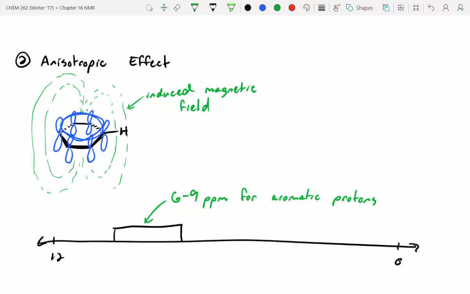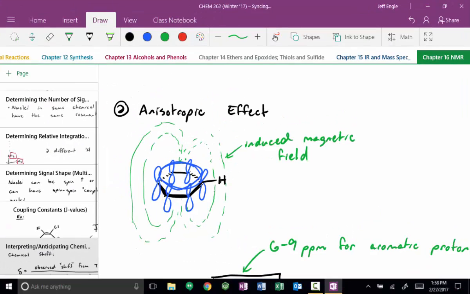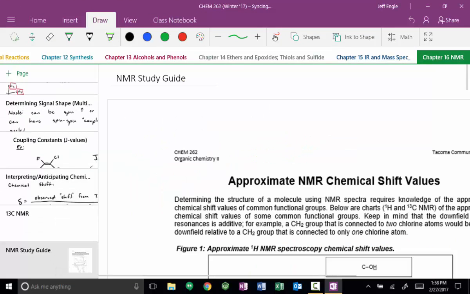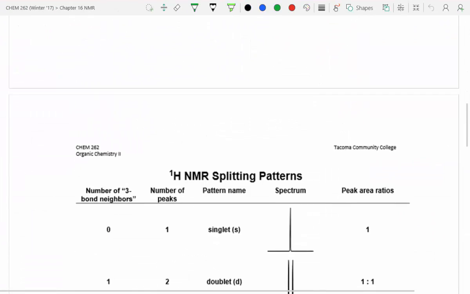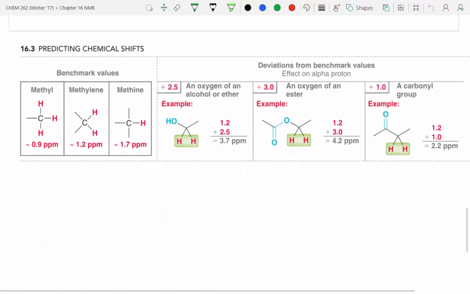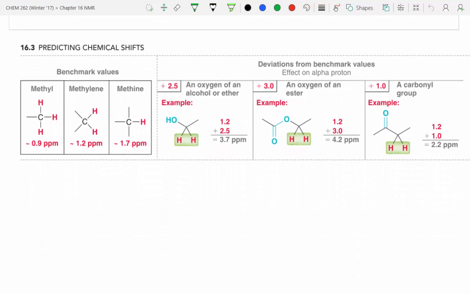Okay, so I'll show you guys one last thing for predicting chemical shift. It's something that I've really only seen in our textbook, which is pretty nice, and it's at the end of our chapter. And he's got this nice little chart for really accurately predicting where protons will show up. So what he does is he says, identify your benchmark value. Your benchmark value is basically whether or not the carbon that your protons are coming off of is primary, secondary, or tertiary. Can you guys see that?